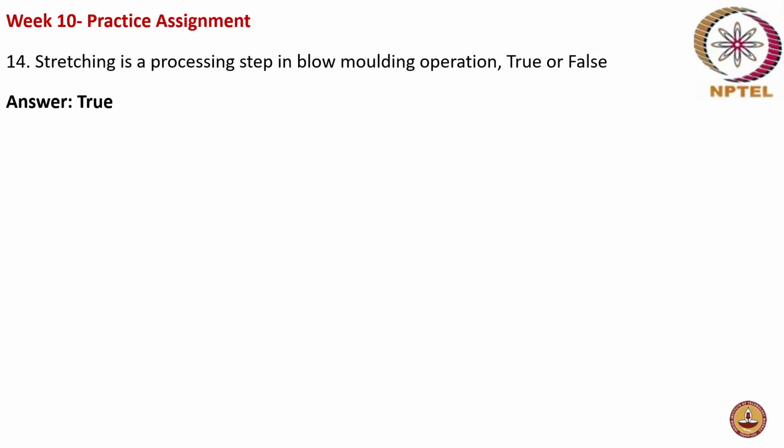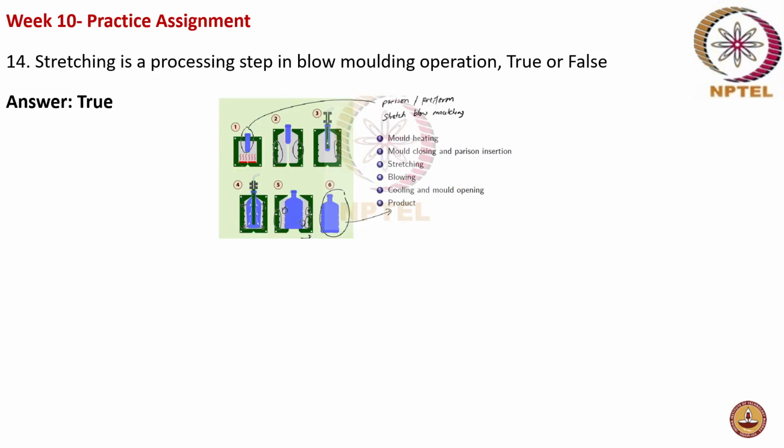It is actually true. So stretching is a processing step in blow molding operation. These are the steps in blow molding operation, where initially your parison or preform is placed in the mold, and then the mold is closed. First, in fact, the mold heating happens, and then the mold is closed.